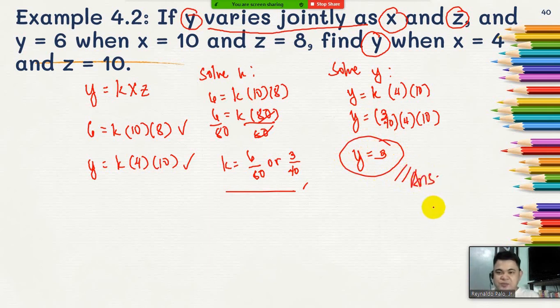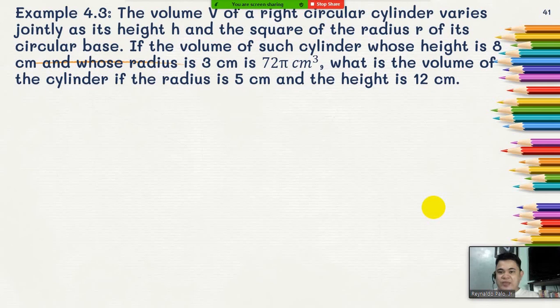Okay, now let's have the last example under joint variation. Let's read the problem. The volume V of a right circular cylinder varies jointly as its height h and the square of the radius r of its circular base. If the volume of such cylinder whose height is 8 centimeters and whose radius is 3 centimeters is 72 pi cubic centimeters, what is the volume of the cylinder if the radius is 5 centimeters and the height is 12 centimeters?